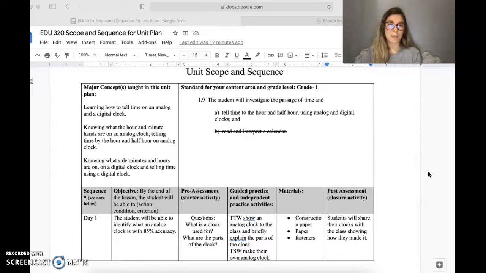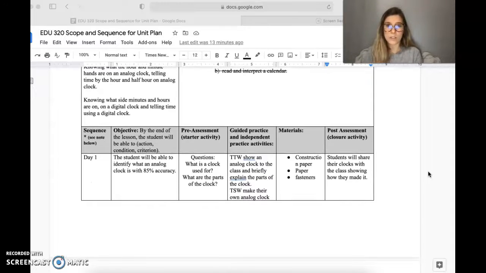The student will investigate the passage of time and tell times to the hour and half hour using analog and digital clocks. Some major concepts are learning how to tell time on an analog and digital clock, knowing what the hour and minute hands are on an analog clock, telling time by the hour and half hour on an analog clock, and knowing what side minutes and hours are on a digital clock, and telling time using a digital clock.